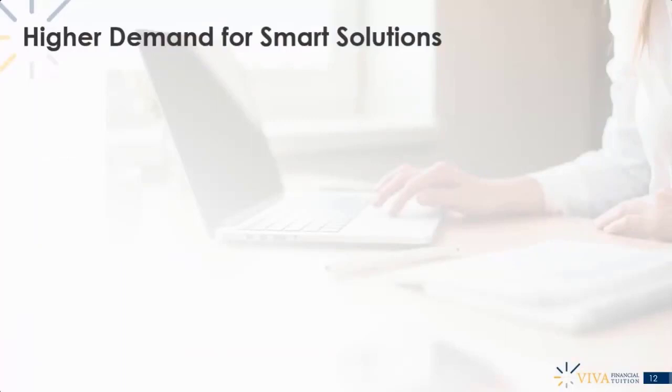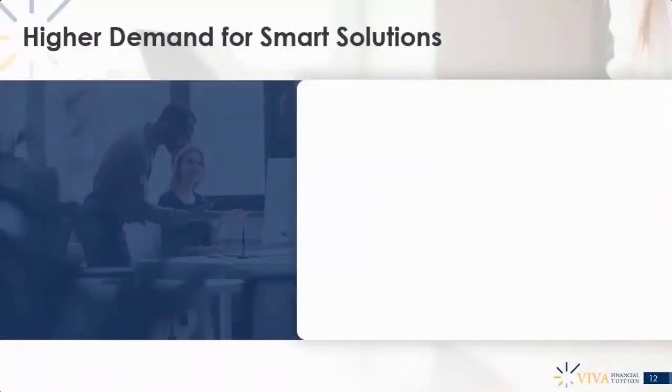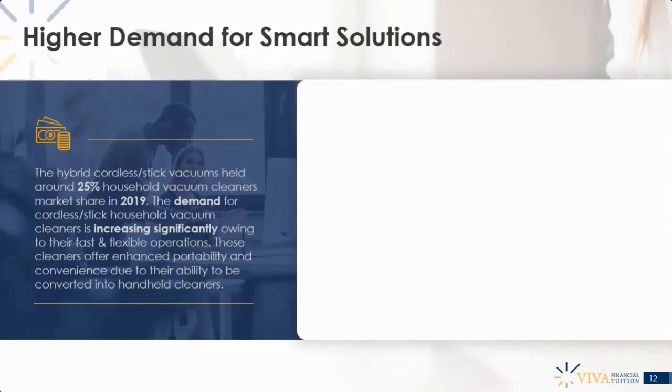So there is, of course, now a higher demand for smart solutions. The hybrid or cordless and stick vacuums held around 25% of household vacuum cleaners market share in 2019. And as we saw, that's expected to skyrocket over the coming years, primarily driven by the popularity of those Dyson models. We're going to see a lot of copycats coming into the market over the next few years. The demand is really shooting up for these household vacuum cleaners, increasing significantly owing to their fast and flexible operations. That versatility that I mentioned is really important. These cleaners offer enhanced portability and convenience due to their ability to be converted into handheld cleaners.